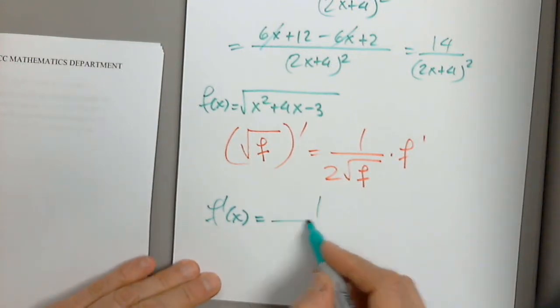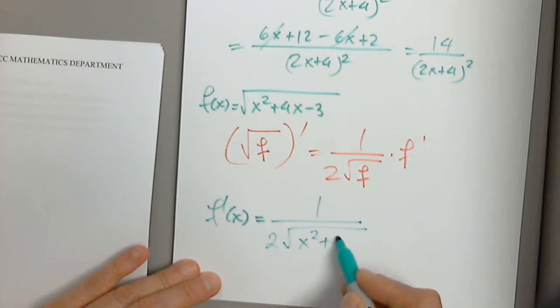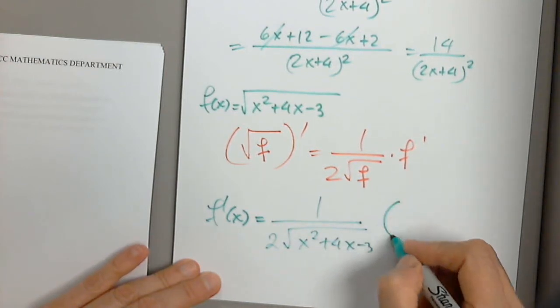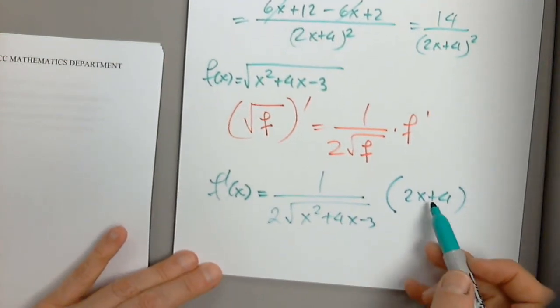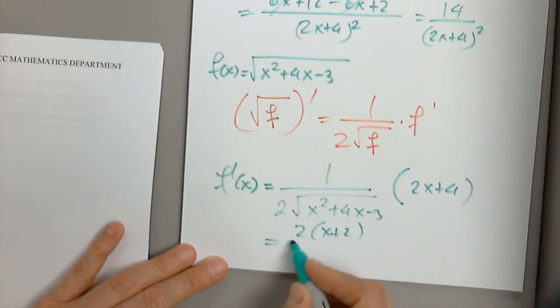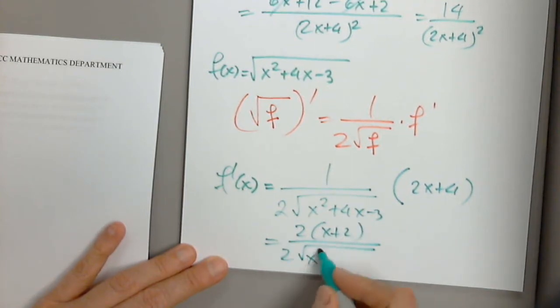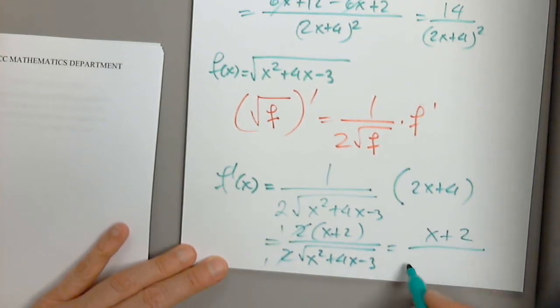So it will be 1 over 2 square root of x squared plus 4x minus 3, times 2x plus 4. That's it. Yes, I will pull out a 2 and simplify with this 2. Let's do that. Simplify this 2 with this 2. So it's x plus 2 over the square root.